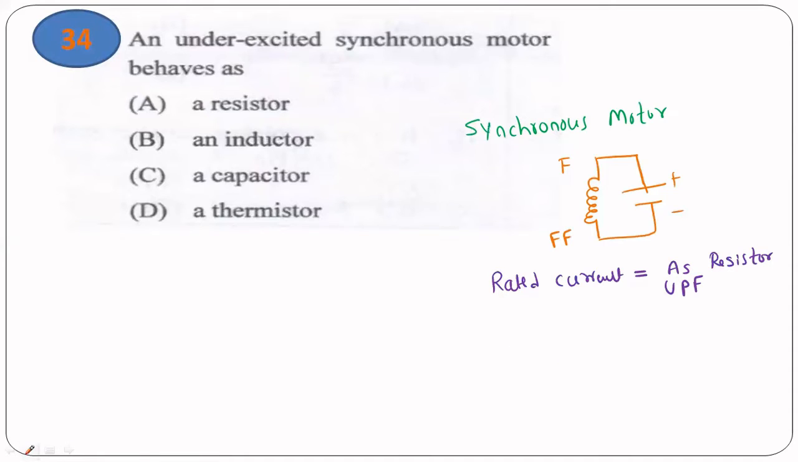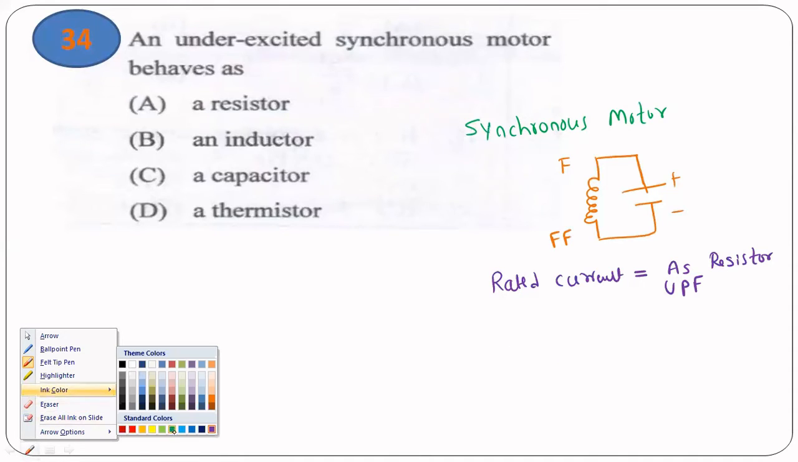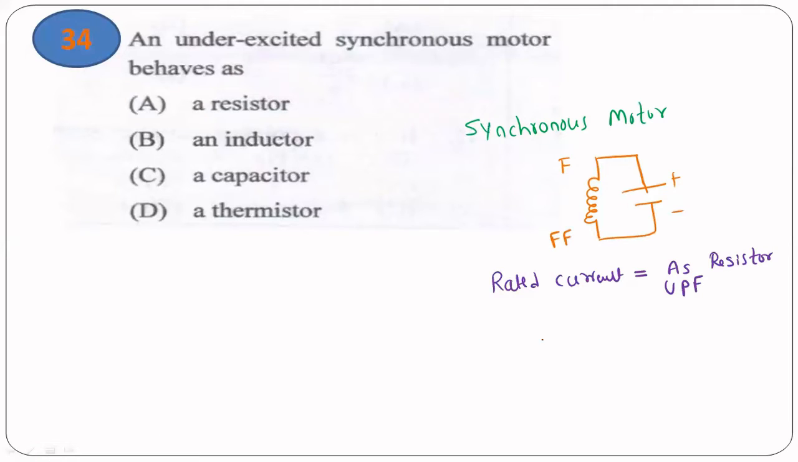Whenever I excite the winding above the rated current, that is called over excited. Whenever the winding is over excited, it behaves as a capacitor, so you can think that the power factor is leading.